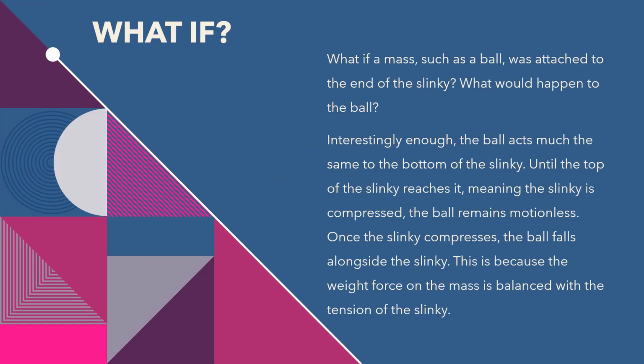So what if a mass, such as a ball, was attached to the end of the slinky? What would happen to the ball? Interestingly enough, the ball acts much like the bottom of the slinky. So basically, until the top of the slinky reaches it, meaning the slinky is compressed, the ball remains motionless, but once the slinky compresses, the ball falls alongside the slinky, so they fall together. This is because the weight force on the mass, in this case the ball, is balanced with the tension of the slinky. So that's why it doesn't move until the slinky is compressed.